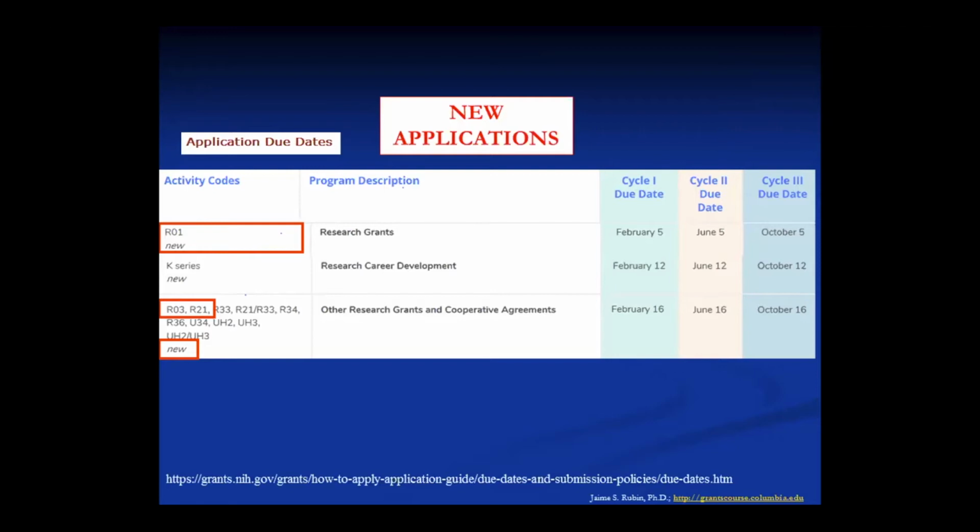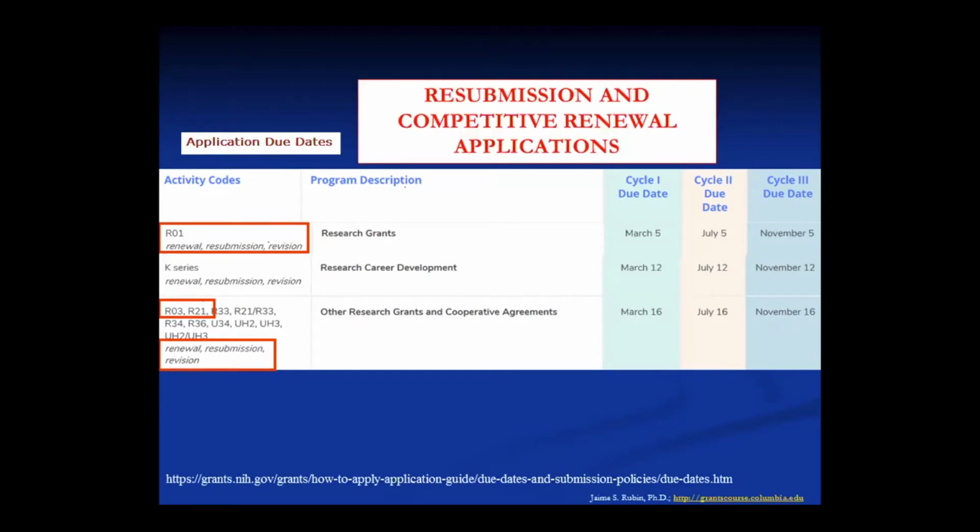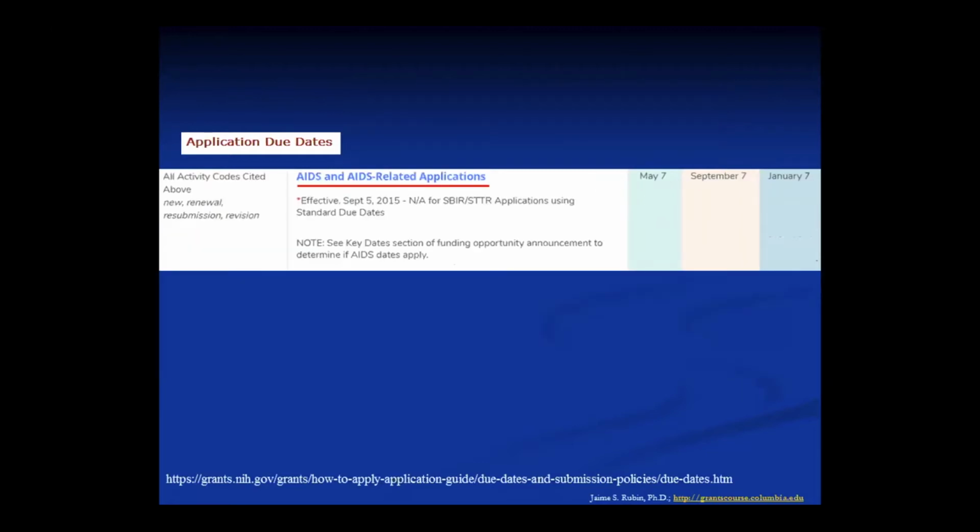Now, these are for new applications. Now, if you were submitting instead a renewal application, a competing renewal, or a resubmission because you didn't get funded the first time, it's 1 month later, March 5th, July 5th, and November 5th. And similarly for the R03 and the R21, it's 1 month later, March 16th, July 16th, and November 16th. And remember, these are for competing renewals or resubmissions where you're responding to reviewers' comments because you didn't get funded the first time. AIDS applications have their own set of deadlines.